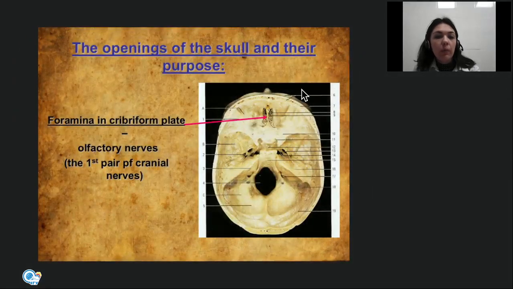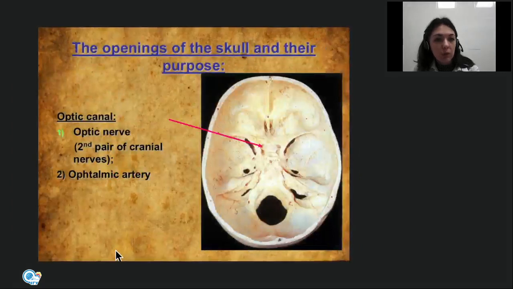So yes, and the last part of our lecture, here we can say about openings of the skull and their purpose. So first I told you that in the anterior cranial fossa, there are openings in the cribriform plate of an ethmoid bone. And in it, olfactory nerves pass. These are first pair of cranial nerves. In the middle cranial fossa, there is optic canal through which optic nerve passes. It is second pair of cranial nerves, and also ophthalmic artery.